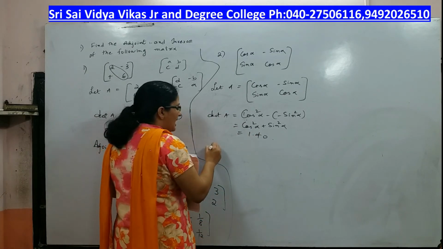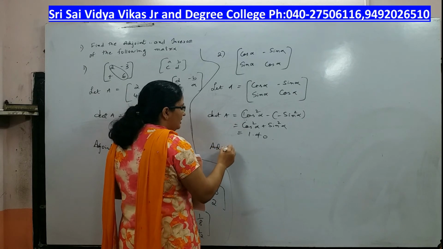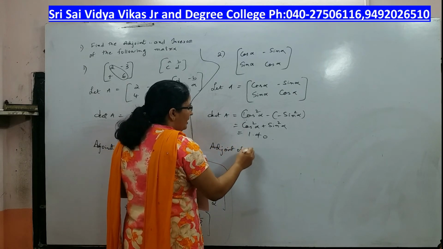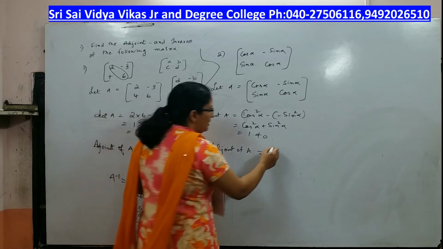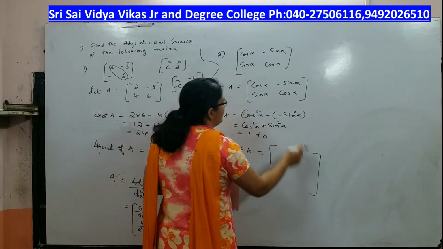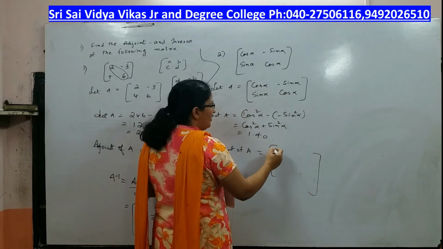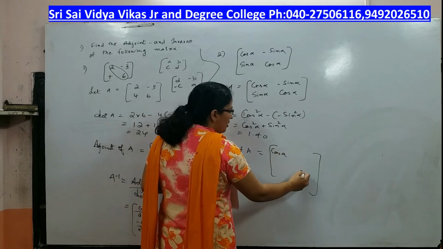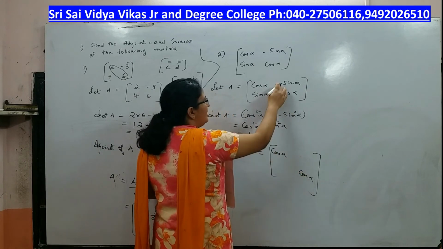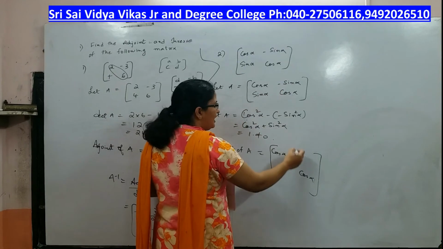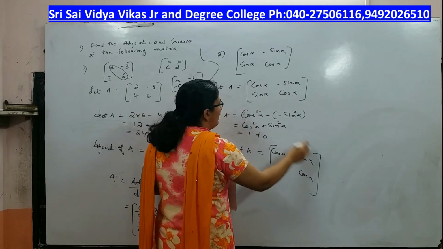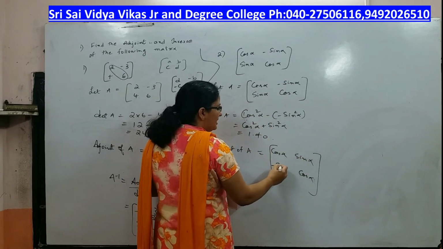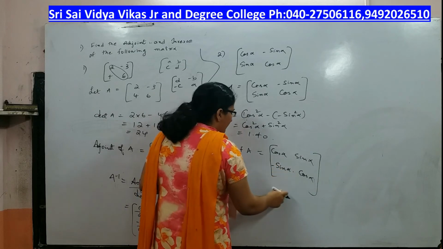Next, adjoint of A is equal to what? You have to exchange the positions of cos alpha and cos alpha. Here you will get cos alpha only. For these two you have to change the signs. Minus sin alpha will become plus sin alpha, plus sin alpha will become minus sin alpha. This is adjoint of A.